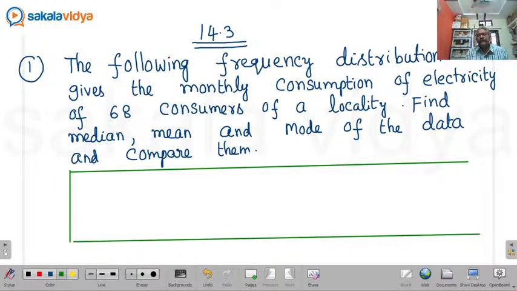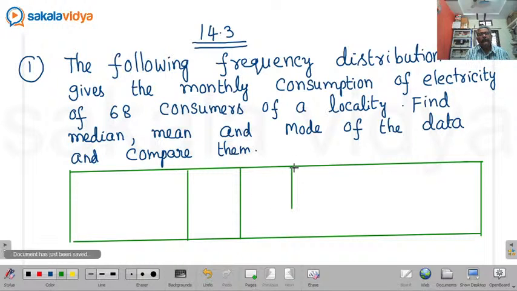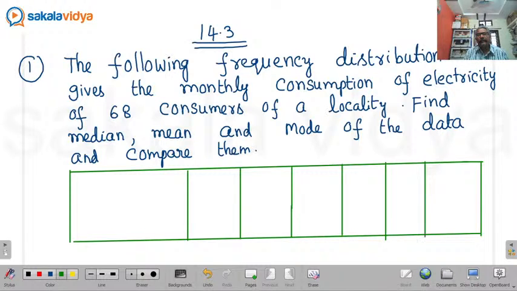This is the frequency distribution table. 65 to 85, 85 to 105, 105 to 125, 125 to 145, 145 to 165, right, and one more.